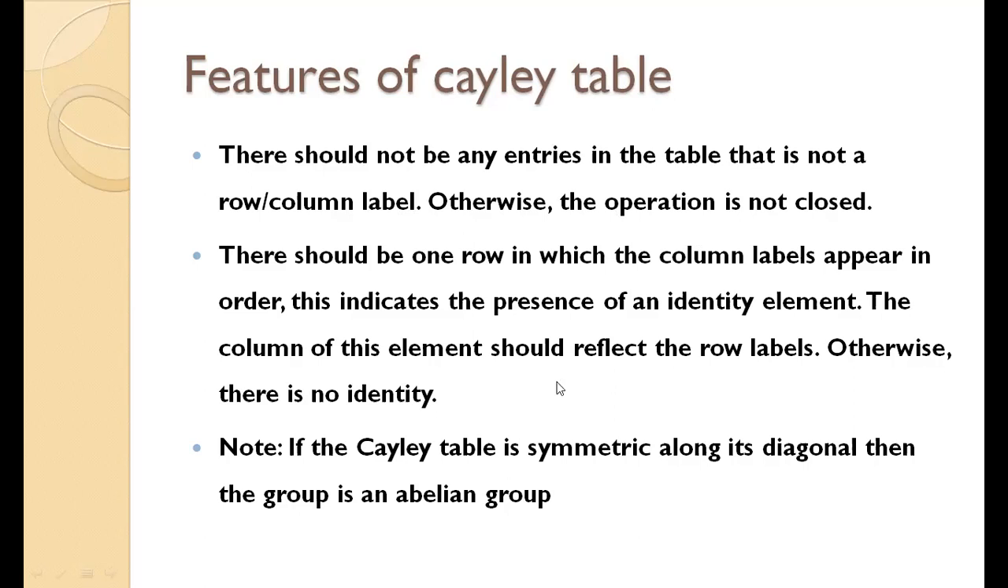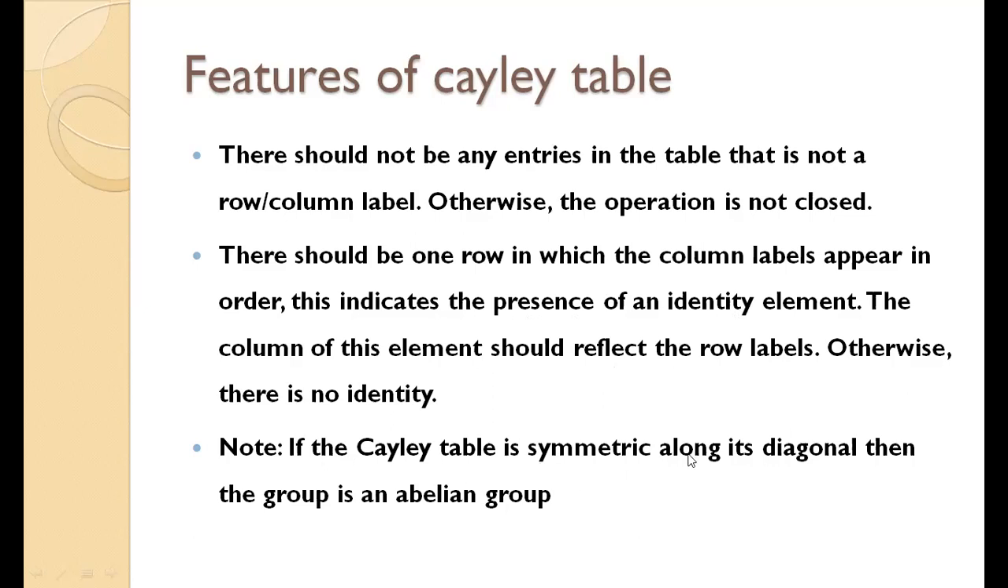So for this, we have to clarify about closeness. There should be one row in which the column labels appear in order. This indicates the presence of an identity element. The column of these elements should reflect the row labels, otherwise there is no identity. If the Cayley table is symmetric along its diagonal, then the group is an abelian group.